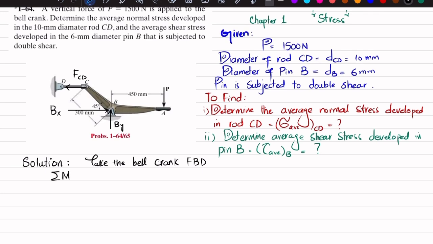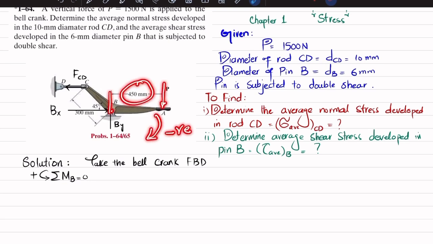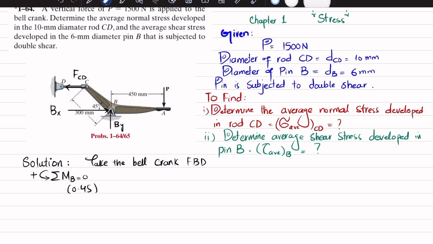The first equation of equilibrium is that the sum of all moments about point B is equal to 0, taking counterclockwise moment as positive. About point B, the first moment will be P times the perpendicular distance, which is 450, and this is producing clockwise moment, so it will be negative. We will convert 450 millimeter into meter, which is 0.45 meter. So P times 0.45, and putting the value of P as 1500, so 1500 times 0.45. And you can see that FCD is producing counterclockwise moment about point B because the perpendicular distance is this one and this is the force, so it will be positive.